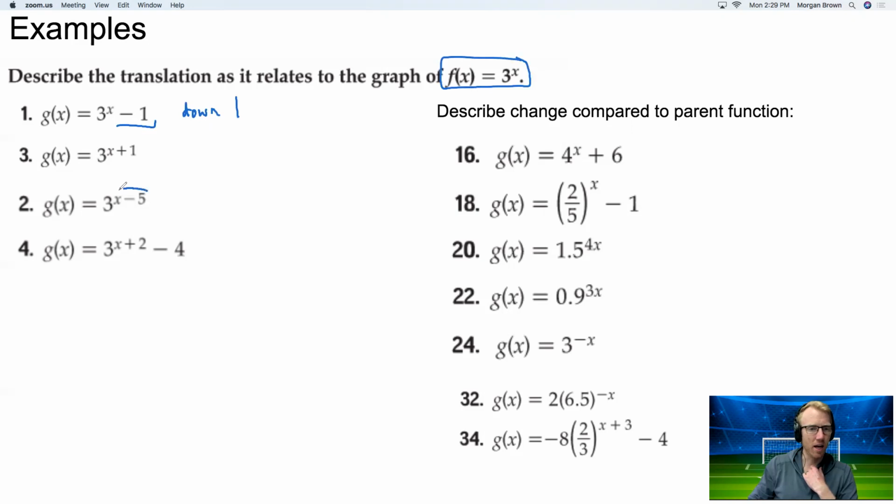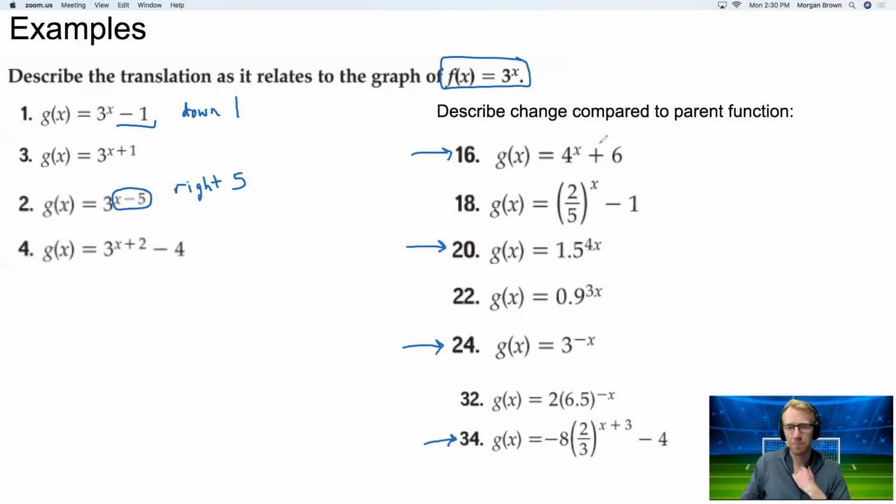Here it's x minus 5 as part of the exponent. So that means it's the x value that got changed. And this is going to be right by 5. Again, it's opposite of what you see. So we see a minus 5, but that means it's to the right. Okay, let's jump over here. We're going to do 16, 20, 24, and 34.